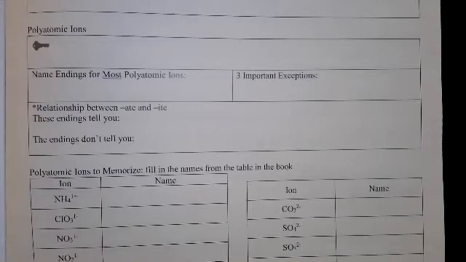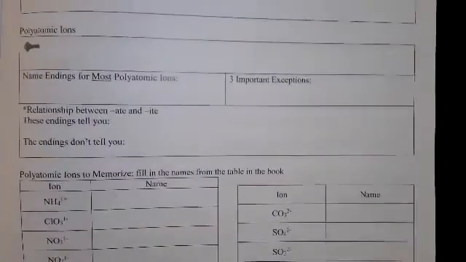The name ending for most polyatomic ions is going to be either ate or ite, like sulfate and sulfite. Important exceptions to this include cyanide, which is CN with a 1- charge, and that cyanide is a polyatomic ion, unlike most of the monatomic ions, that's a polyatomic ion with an ide ending. Another one is hydroxide, OH with a 1- charge, that has an ide ending. And then ammonium is a little bit unusual. That is a polyatomic ion with a 1+ charge.